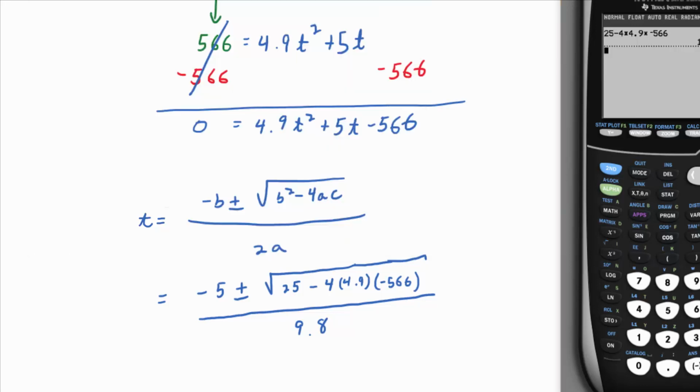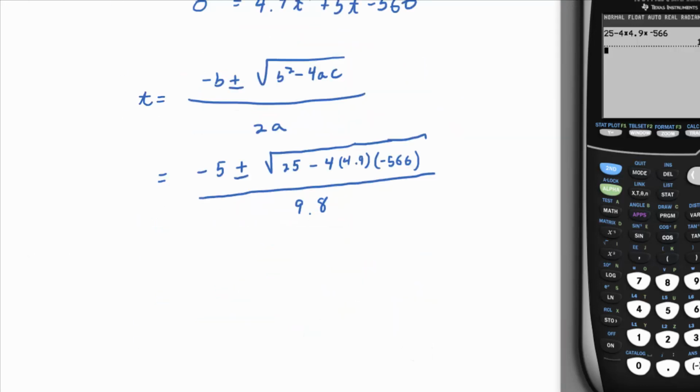So what does that mean? Well, that means it'd be nice to see, in fact, I require that you show me this. Negative 5 plus or minus the square root of that number we just got. What was that? How many ones are there? 1, 2, 3, 4. And then an 8. So that's like 11,118.6. Okay. And then all over the 9.8. So that'd be nice to see on your paper. And then just plug it all in at once in your calculator if you can get used to that.